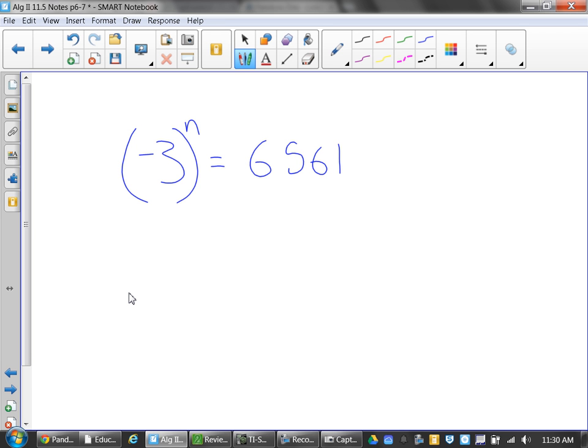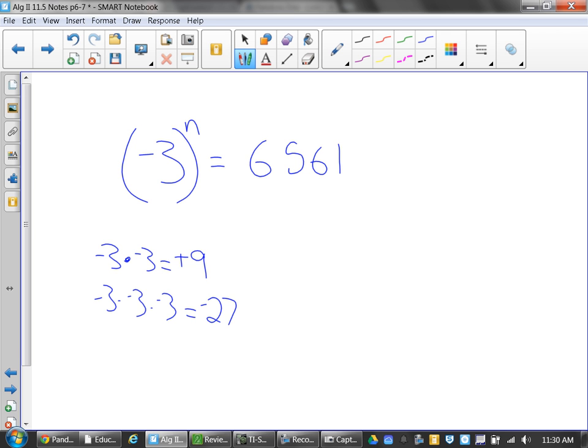Remember, that's just telling you how many of those numbers you'd be multiplying together. So if you took -3 times -3, you'd get a positive 9. -3 times -3 times -3, you get a -27. What happens here is the exponent, if it's even, it's positive. If it's odd, it's negative. Does that make sense? Yes.